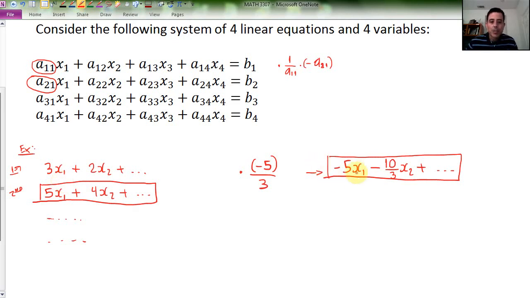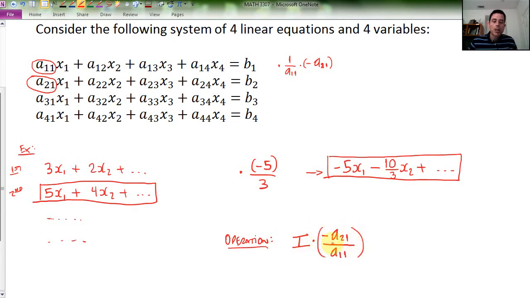Okay, and then once I do that, I don't touch the first equation actually. I'm going to leave the first equation as it is. Now I'm going to replace the second equation with the new one. So the operation is this. We take the first equation, multiply by the opposite of this coefficient here, a21, which is negative a21, and then times the reciprocal of a11.